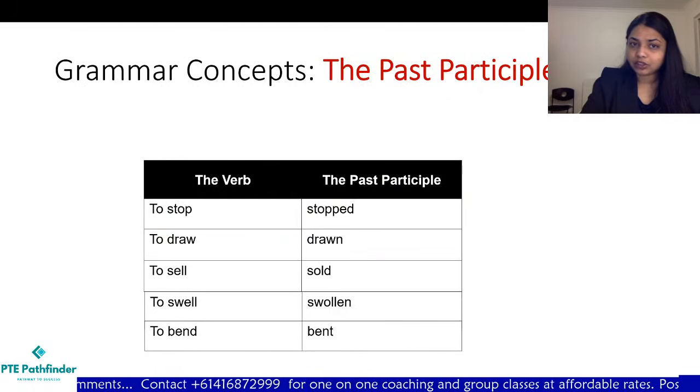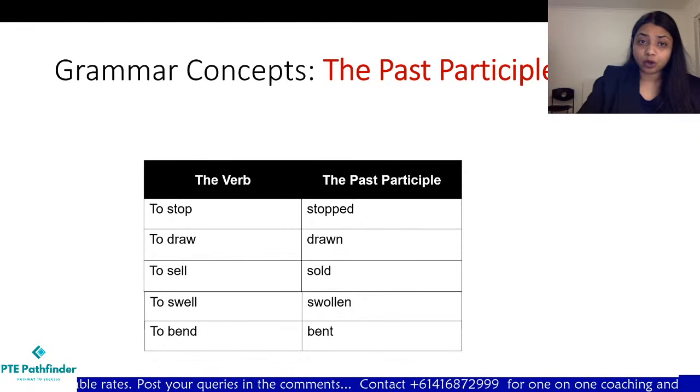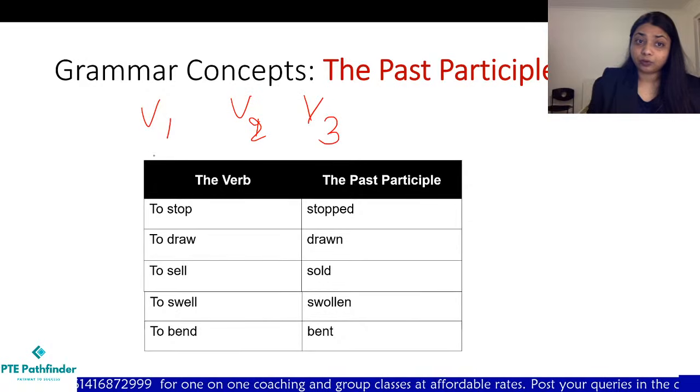Now, before we talk about the grammar rules, I want to talk about the past participles, because most of the grammar rules are related to the past participles. So a verb normally can exist in 3 different forms: verb 1, verb 2, and verb 3. So verb 1 is the root verb. The verb 2 form is simple past.